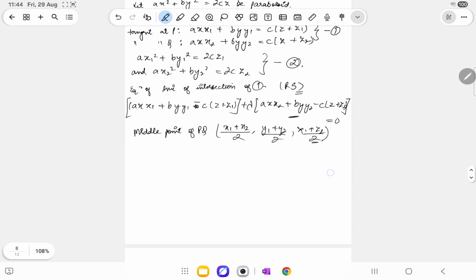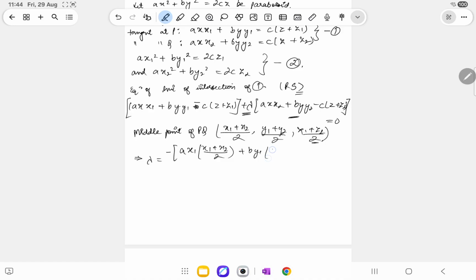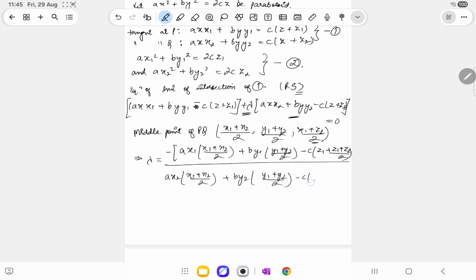Our plane via line RS and this middle point of PQ will help us find the value of lambda. So my lambda will be minus [a x1 into (x1 plus x2)/2 plus b y1 into (y1 plus y2)/2 minus c(z1 plus (z1 plus z2)/2)] divided by [a x2 into (x1 plus x2)/2 plus b y2 into (y1 plus y2)/2 minus c(z2 plus (z1 plus z2)/2)].